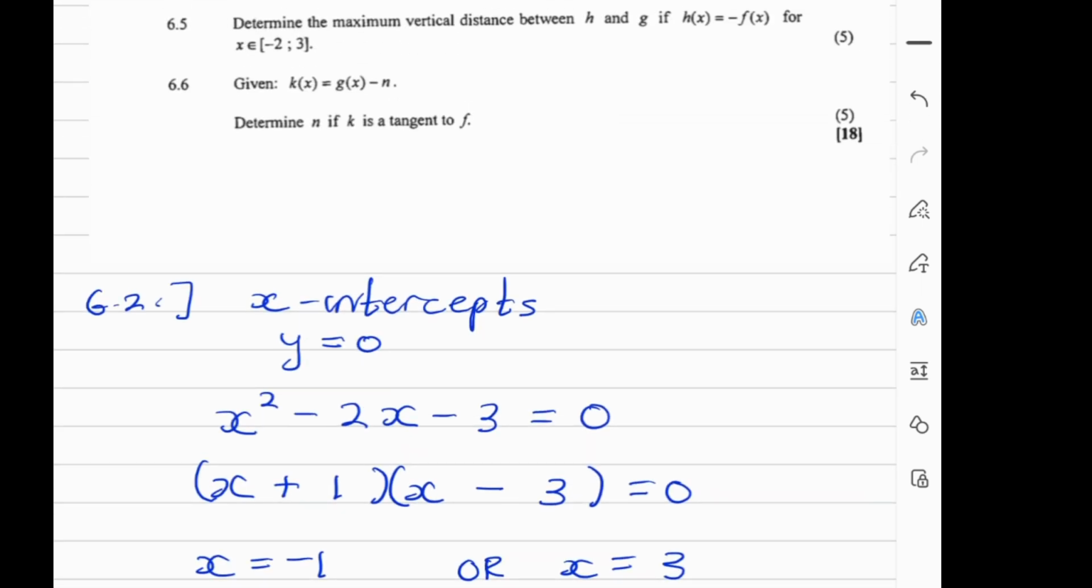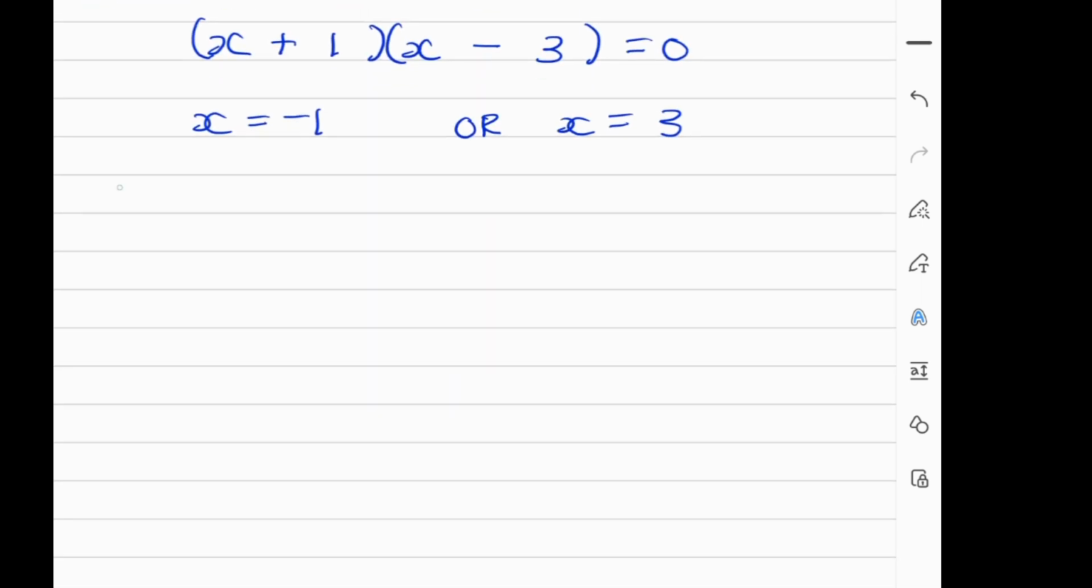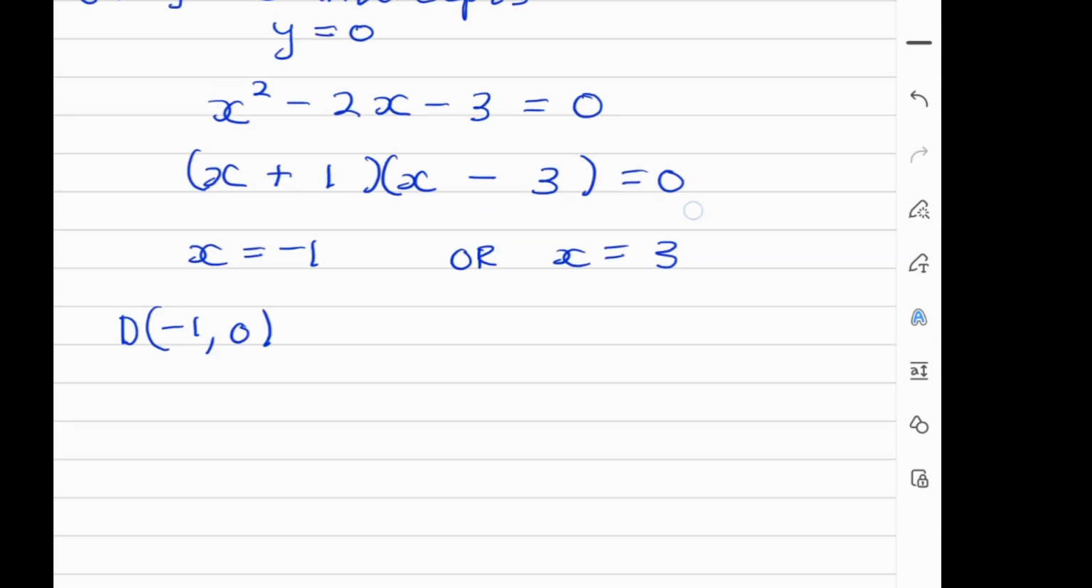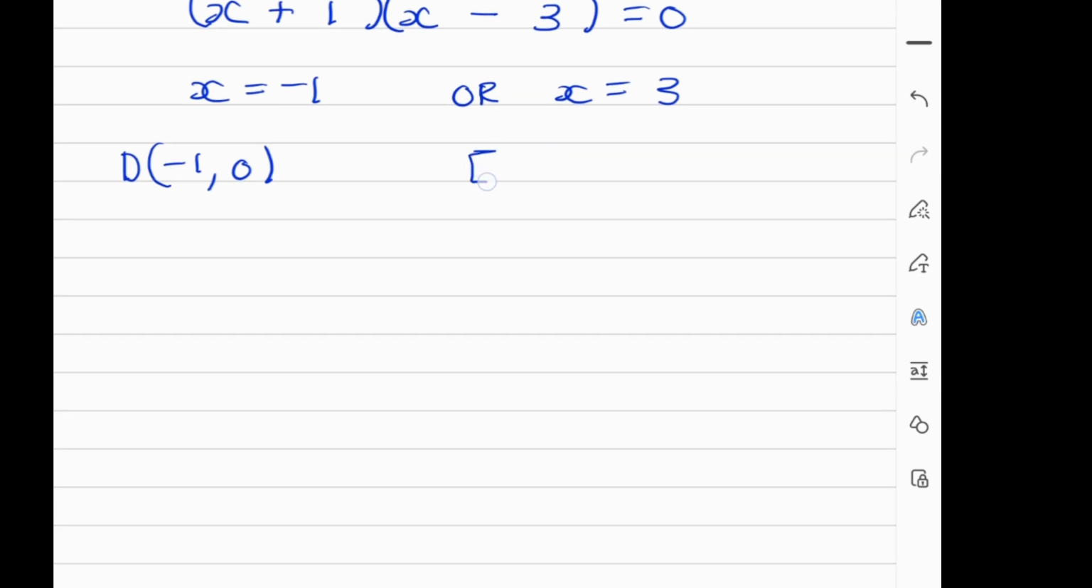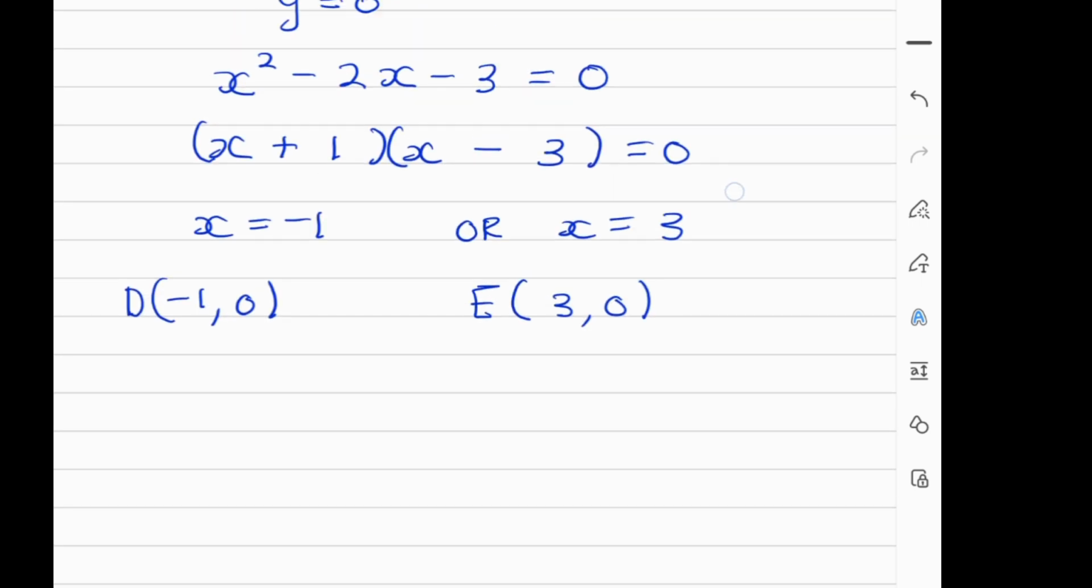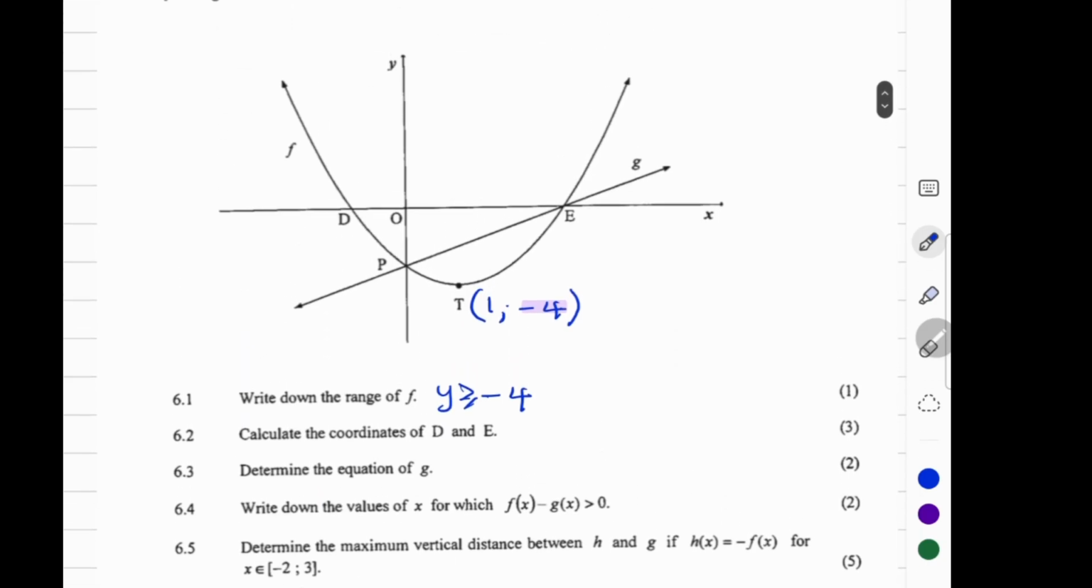So the coordinates of D is the negative x value, so D is (-1, 0). And the coordinate of E is the positive x value, so E is (3, 0). So this is -1, this is 3. And then now we want the equation of g.